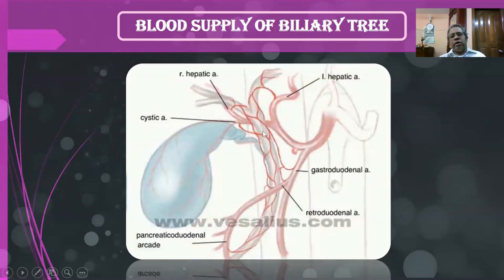For that reason, knowledge is required of how the blood supply of the common bile duct and common hepatic ducts is. So these are the supplies from the various branches to supply the common bile duct and common hepatic ducts.